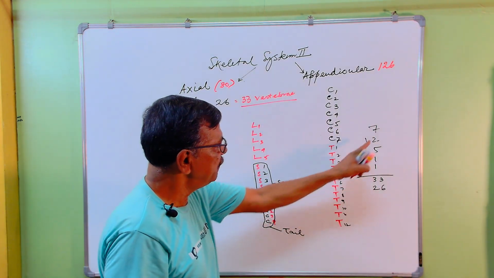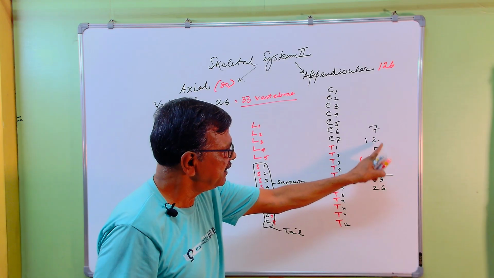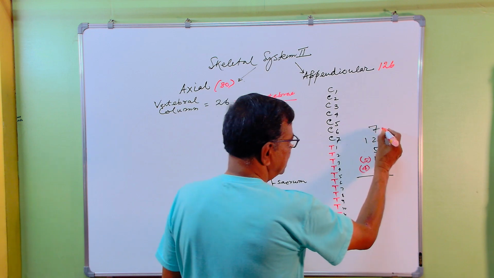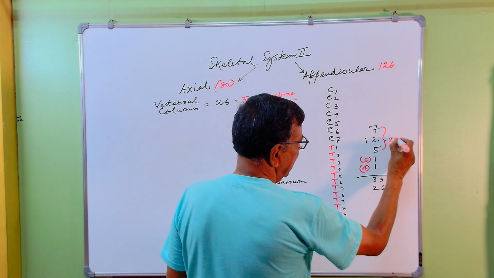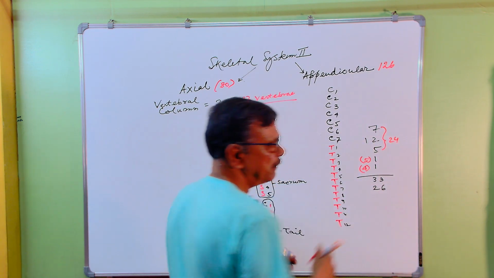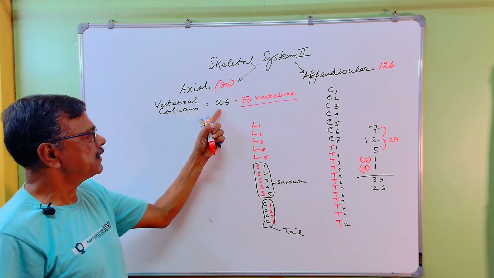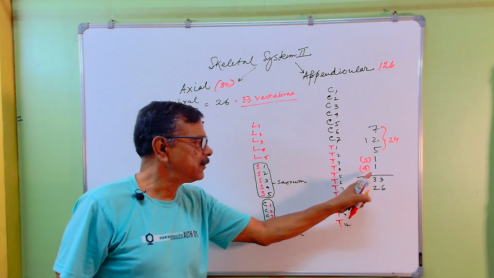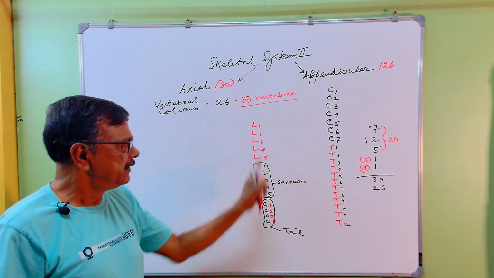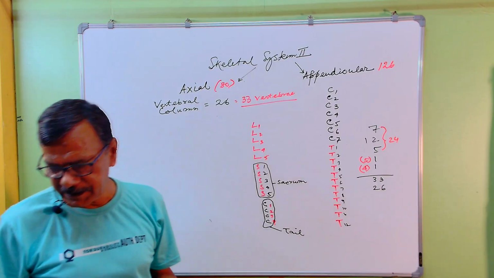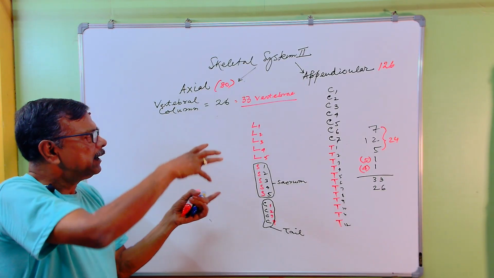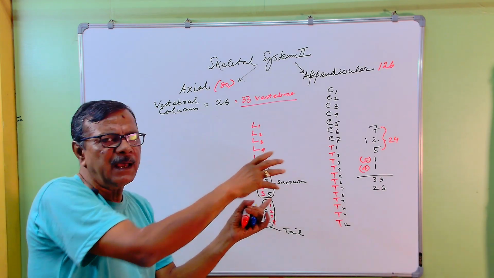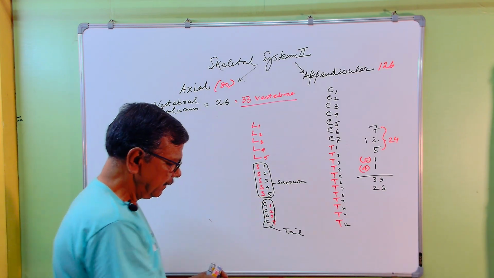So how many can move? 12, 7, 19 and 5, 24. These 24 are movable and these 2 are immovable. So out of 26 vertebrae, 24 are movable and 2 are immovable. These are the vertebrae. Now let us see how the vertebra looks.